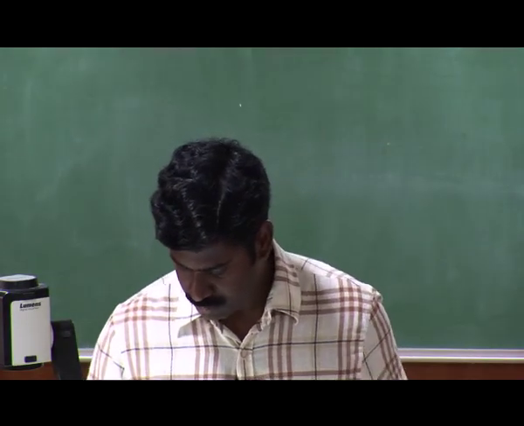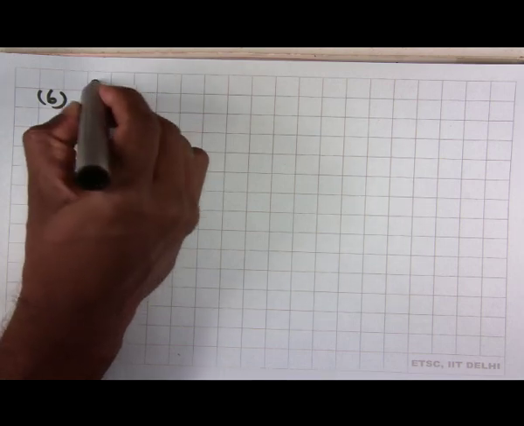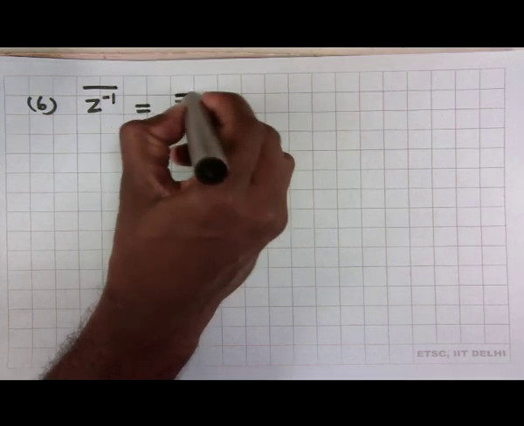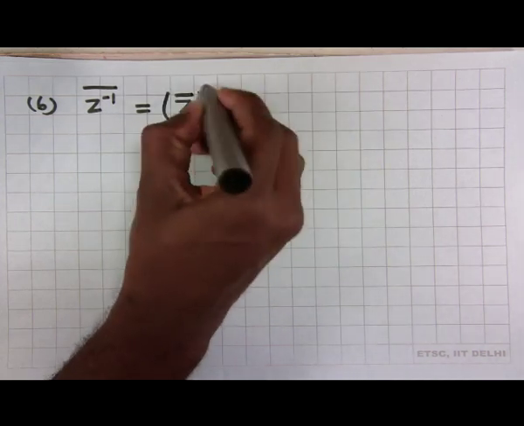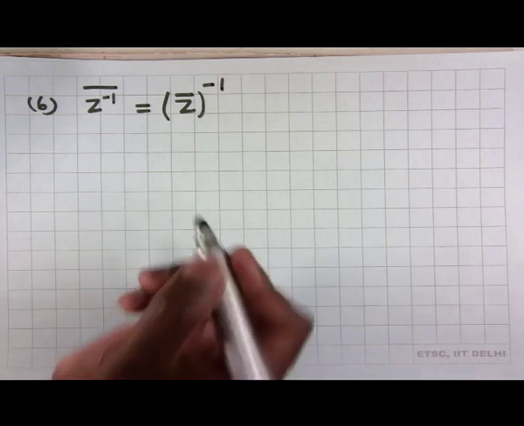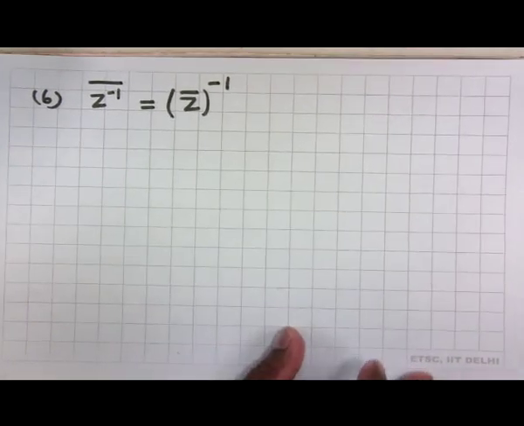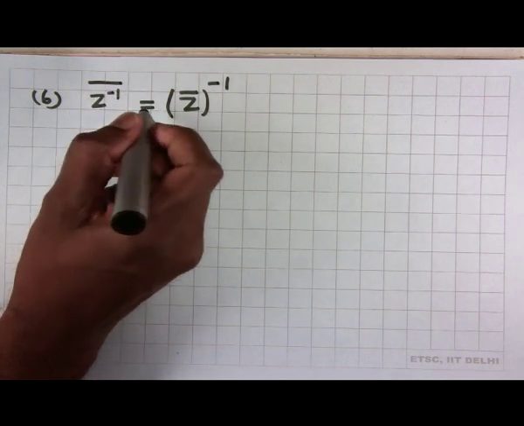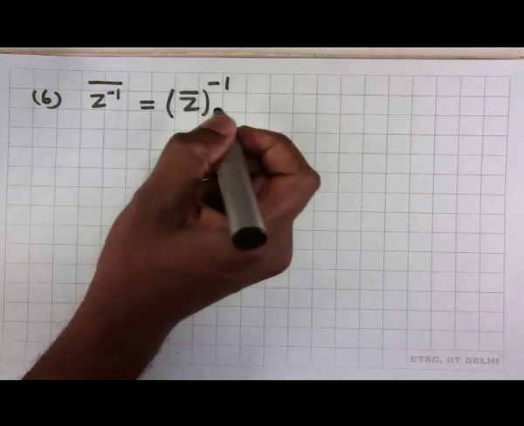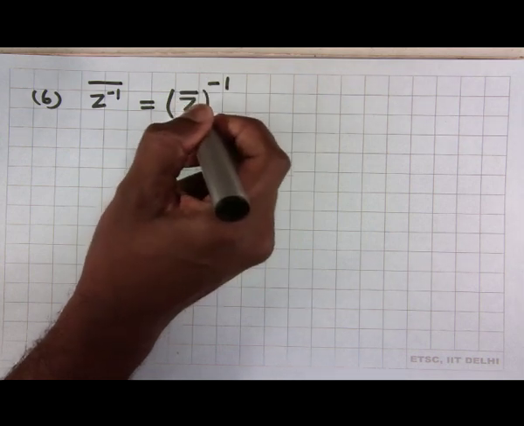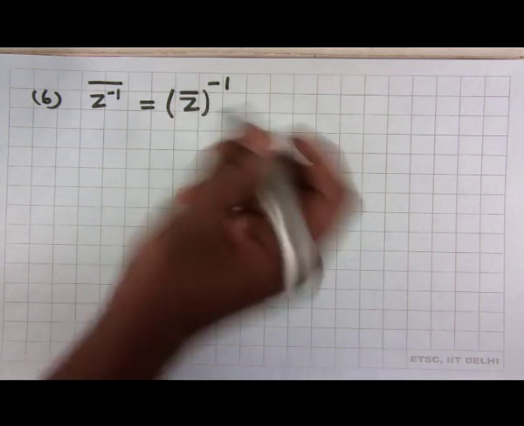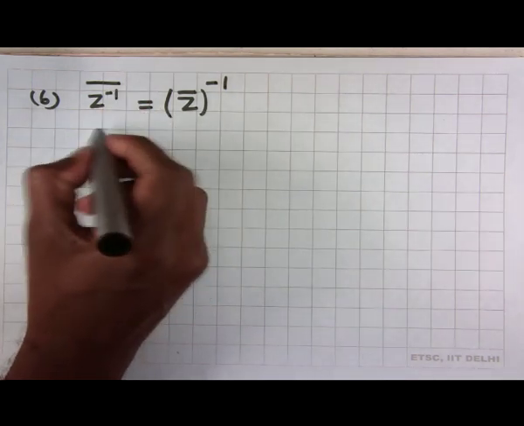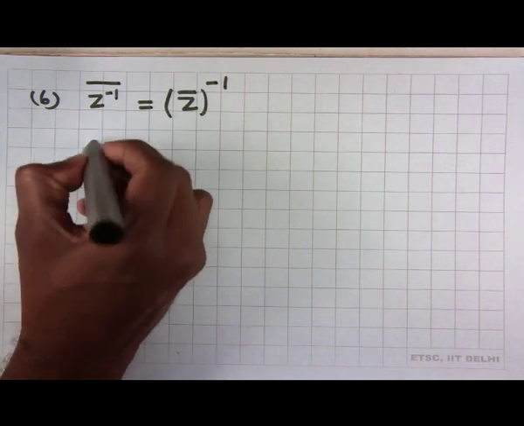The next proposition: the conjugation of z inverse is the same as first taking the conjugation and then taking its inverse. So, what we are asking is, if you take the conjugation of z inverse, what do you get? It is basically the same as first taking the conjugation of the complex number and then taking its inverse. So, this operation is commutative. Let us try to realize this.